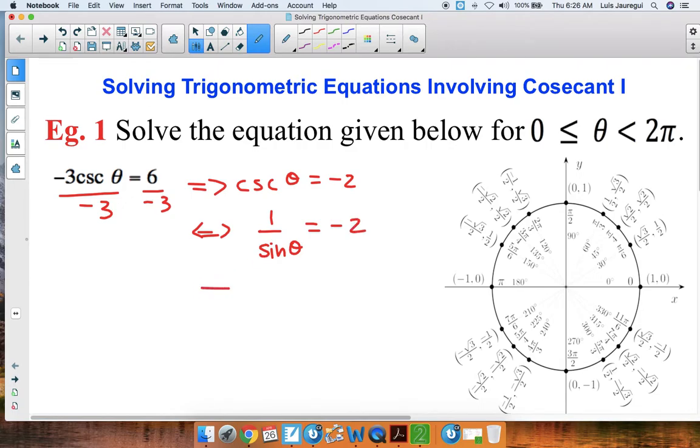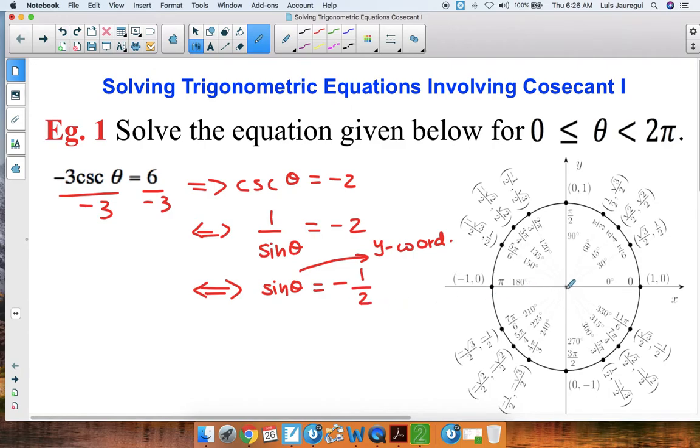And then, by taking the reciprocal of both sides of the equation, we get that the reciprocal of 1 over sine is simply sine of theta, and the reciprocal of negative 2 is simply negative 1/2. Now, this is an equation that we already know how to solve. Since we're dealing with sine, we're dealing with the y-coordinate. So we want the angle that will have a y-coordinate equal to negative 1/2.